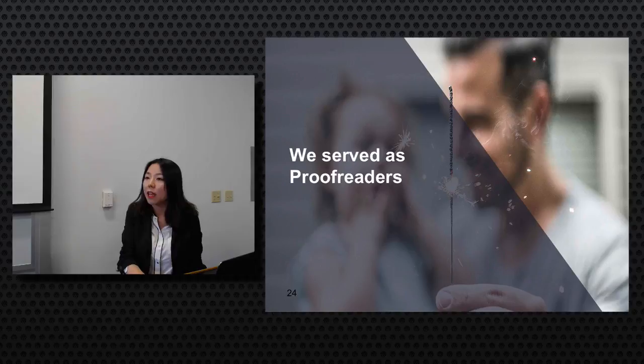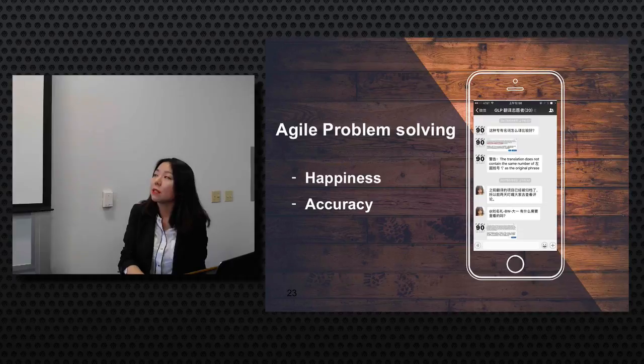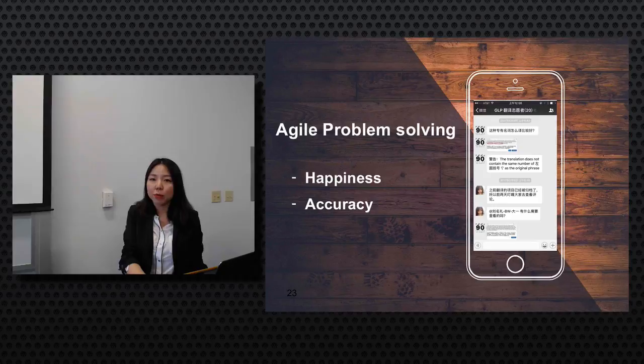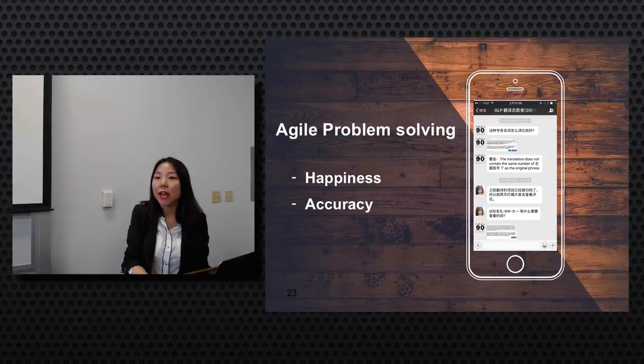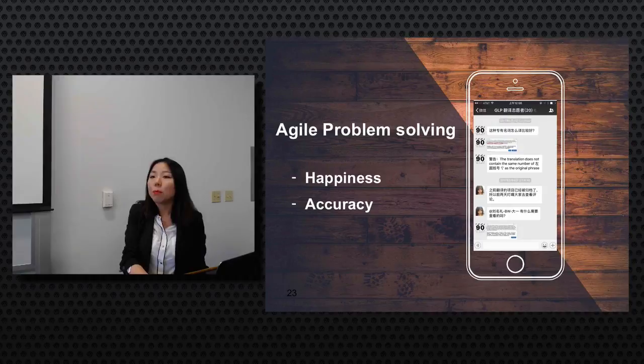One thing worth mentioning is that besides the one-on-one interview, we think we did a good job in maintaining a great relationship with the translators. As you can see here, we created a WeChat group where we could agilely solve all the problems and also interact with those translators now and then to make them happy and willing to deliver all the translations on time and with high quality.